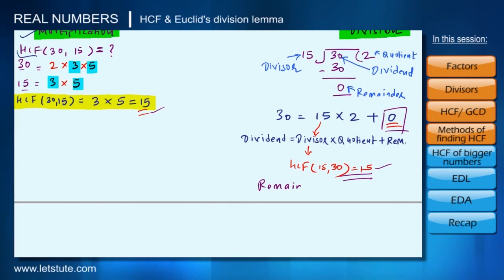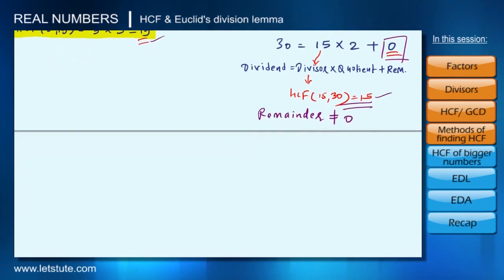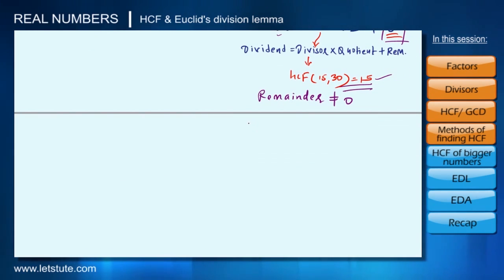But what if remainder is not equal to 0? So let's say instead of dividing 30 by 15, if I divide 32 by 15, I'll get remainder equal to 2, that is not equal to 0.